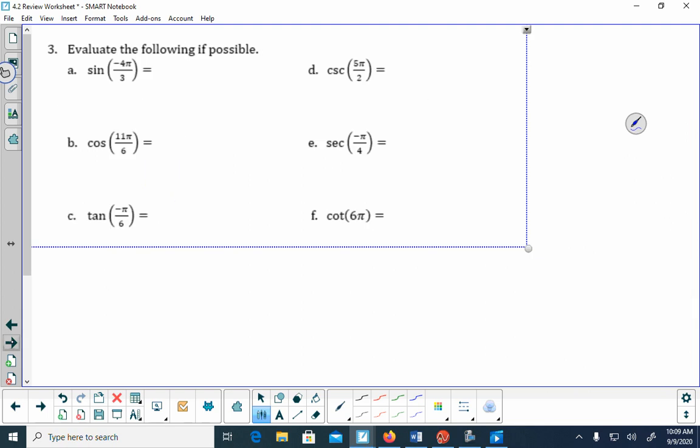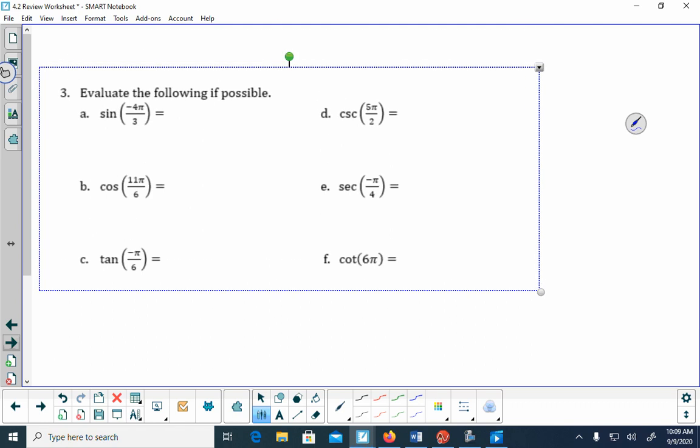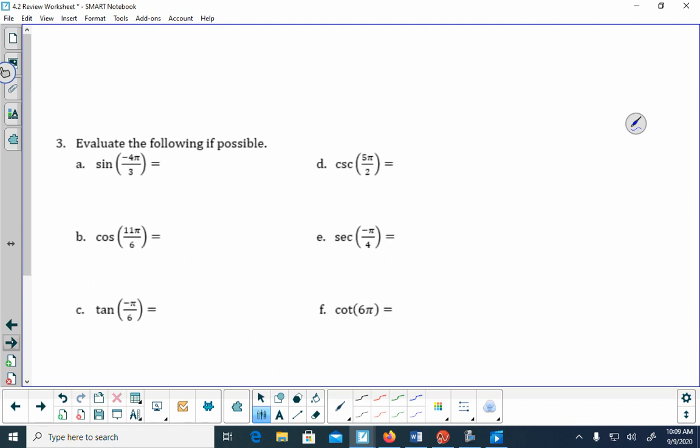The next one, I want you to evaluate, if possible, the trig functions. Make sure that you're noticing that every single question is a different value. It's a different angle, so you're going to have to do different answers for each one.